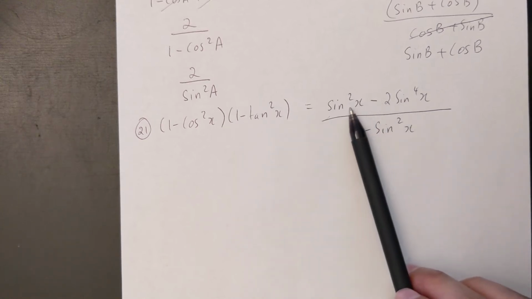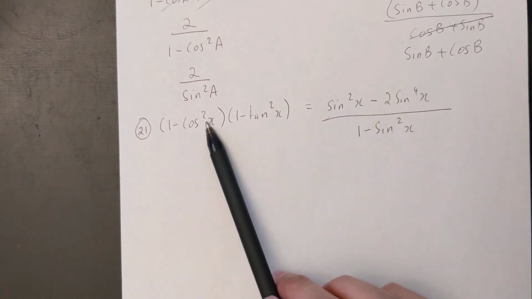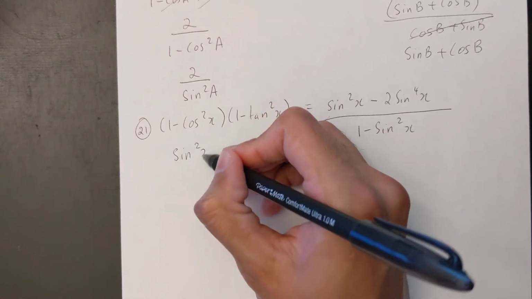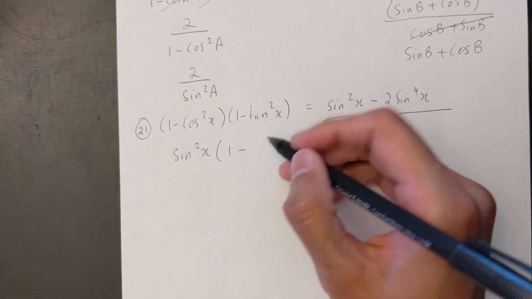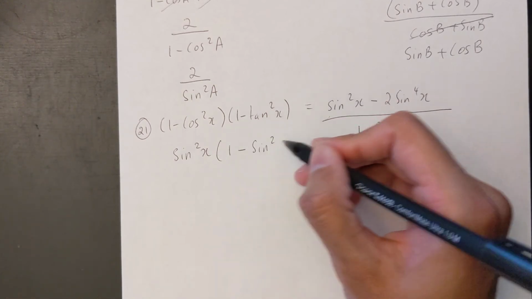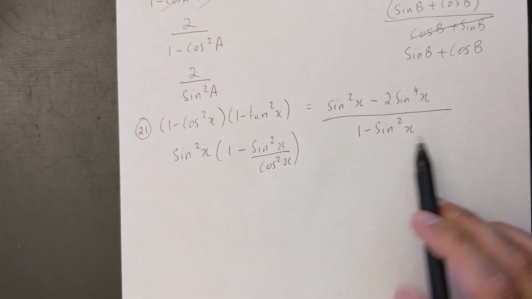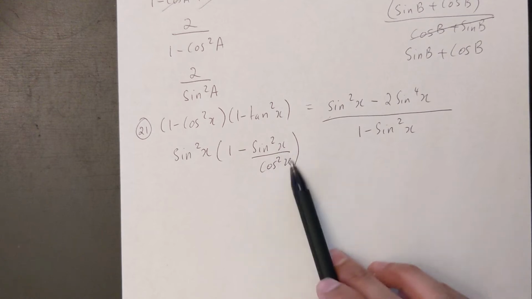Something I noticed on the right side is there's sines in all the terms on the top. So I'm going to convert this 1 minus cos square into sine square x. And at the same time, I'm going to convert this tan square into sine square over cos square. And the reason I did that is because I see the bottom is 1 minus sine square here, which cos square x will eventually turn into.